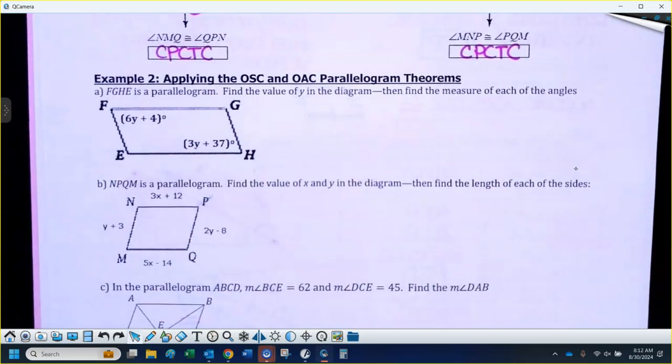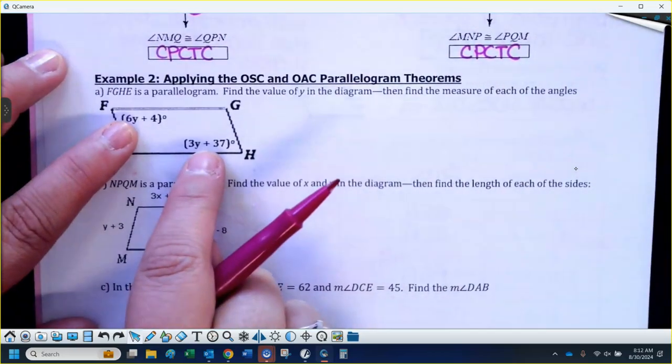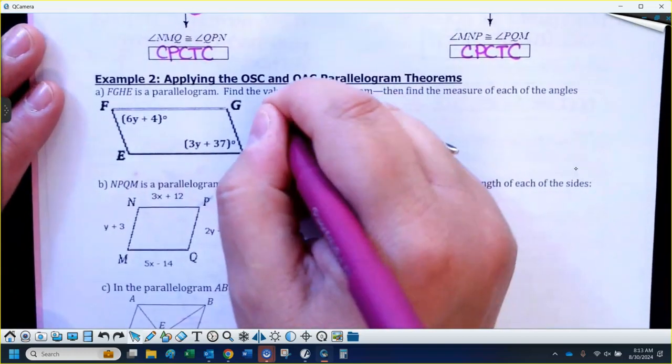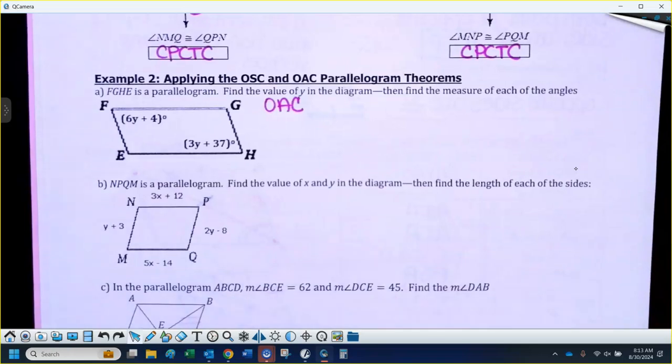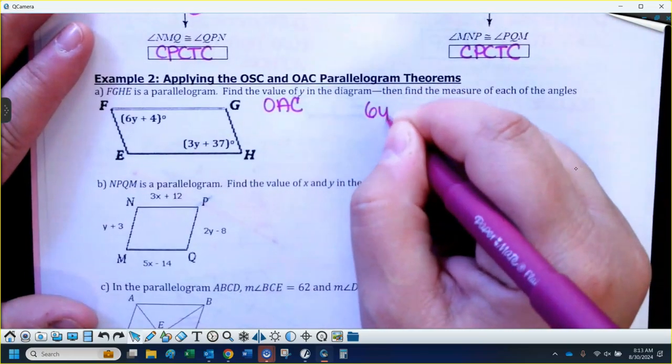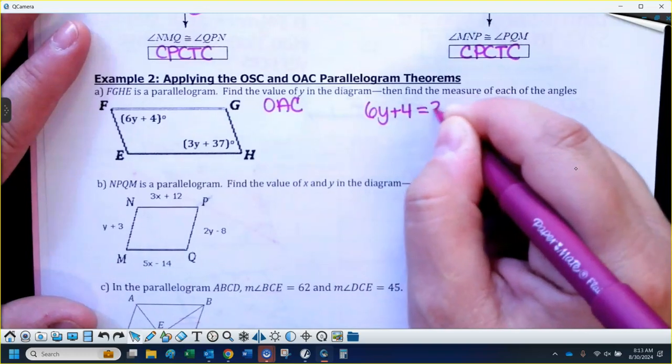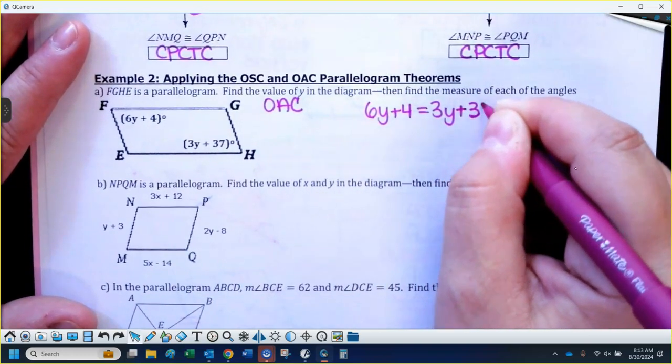So here's the parallelogram. These are labeling angles. So I'm going to use that I know the opposite angles are congruent. We just proved that. So how would you set up something to figure out the value of y? Like what would you do? Go ahead. Perfect. 6y plus 4 equals 3y plus 37.